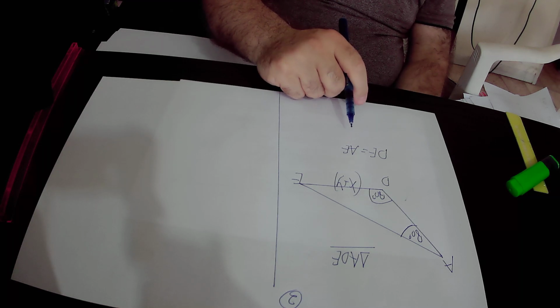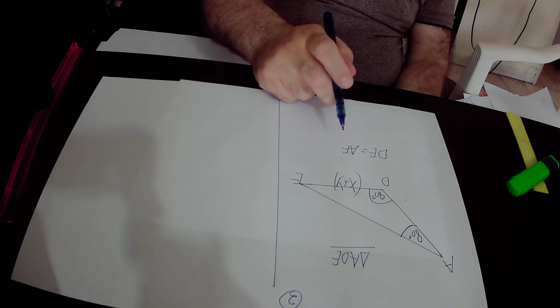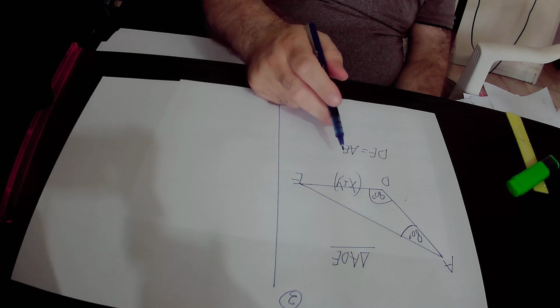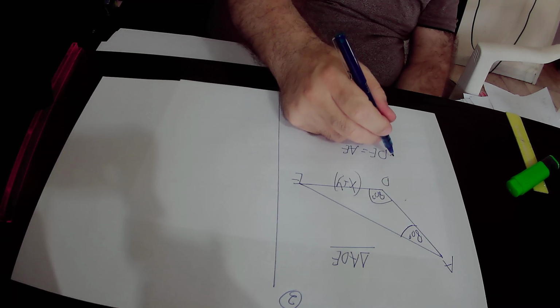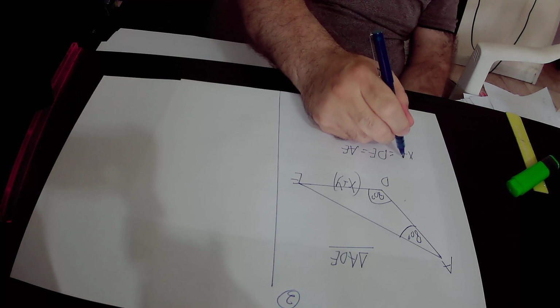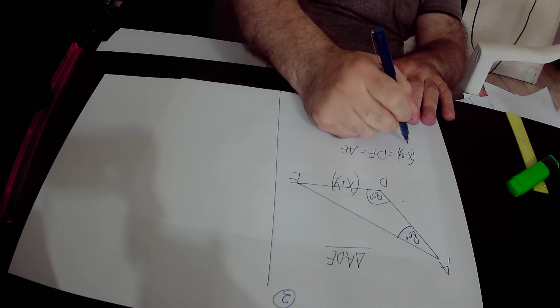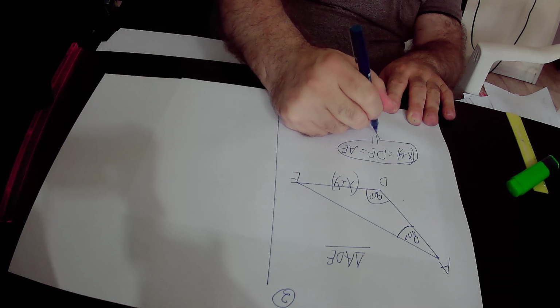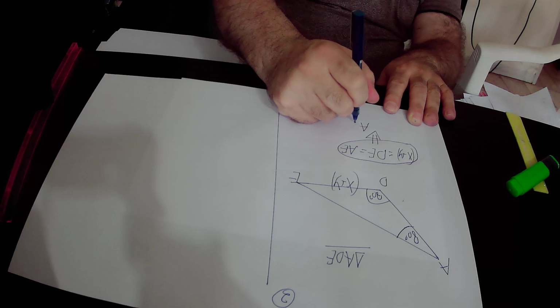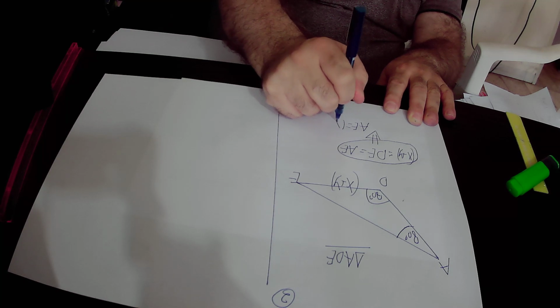So DE equals AE. But according to what we already found out, DE equals x plus y. So we can write here that DE equals x plus y. And from this equation, x plus y equals DE equals AE, we will derive that AE is also equal to x plus y. AE equals x plus y.